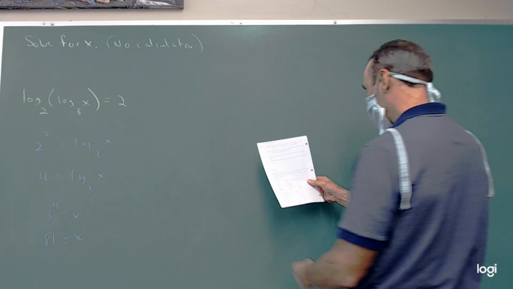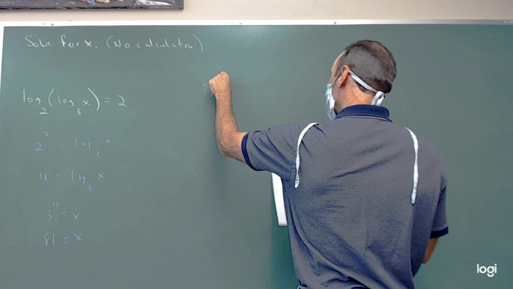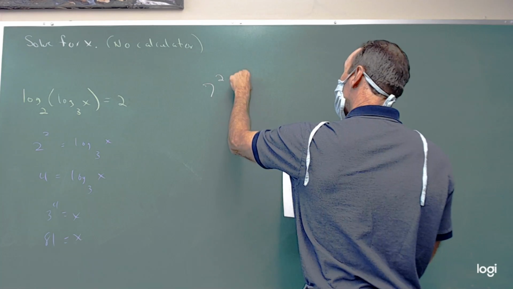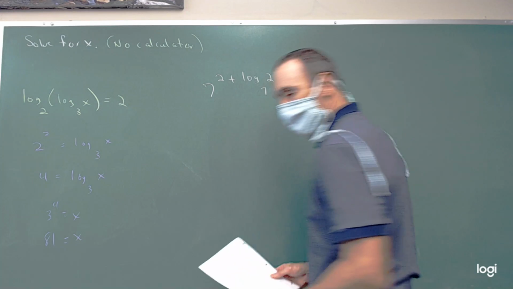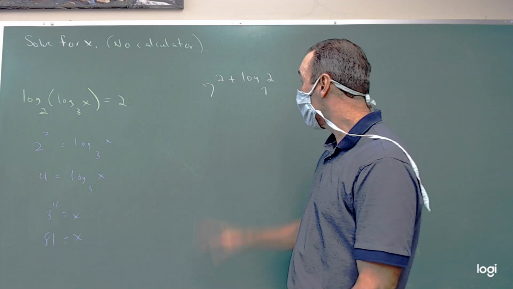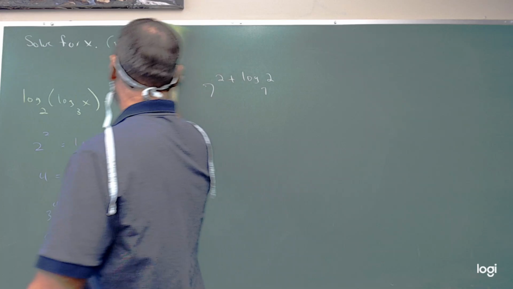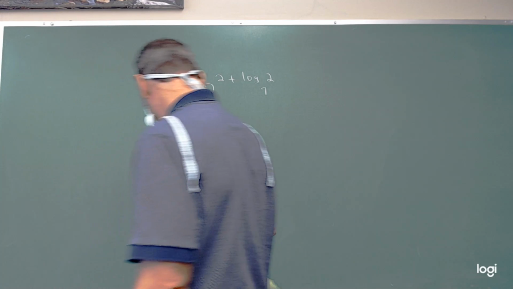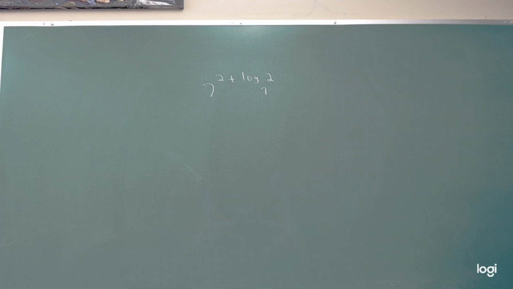Let's do 7 to the 2 plus log base 7 of 2. 7 raised to the 2 plus log base 7 of 2. Yeah, so is the log part of that? Yeah, like in a heartbeat. Yeah. Yep. Oh my god.